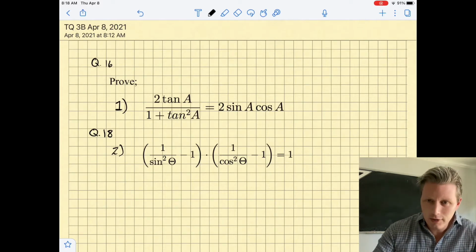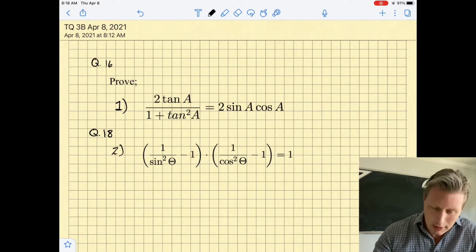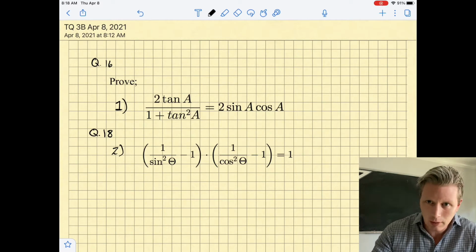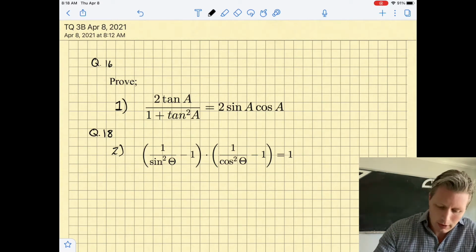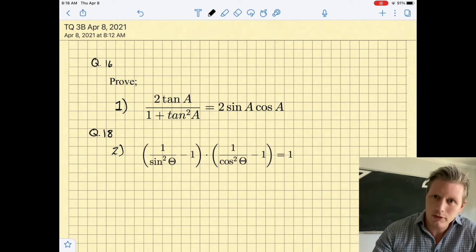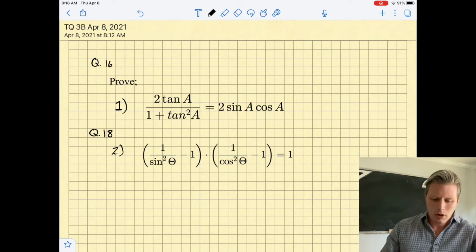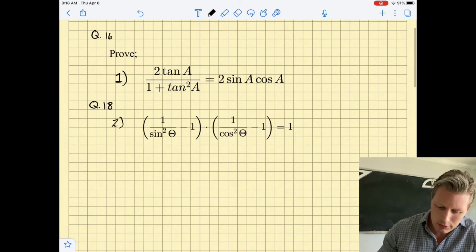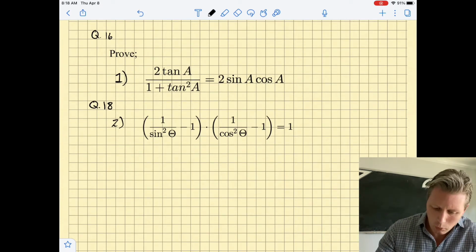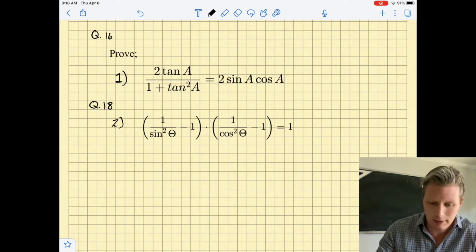All right, guys, in this video, I'm going to try both of these trigonometric problems right here. So in both questions, I'm asked to prove that the given statement is true. So first problem, I'm asked to show that 2 tan of A all over 1 plus tan squared of A is equal to 2 sine A cosine A.